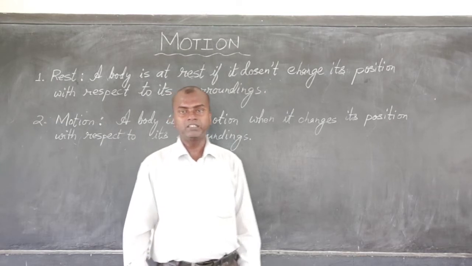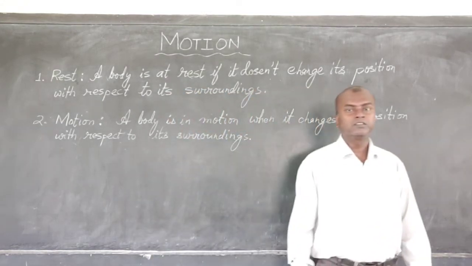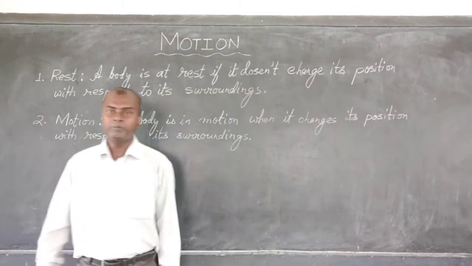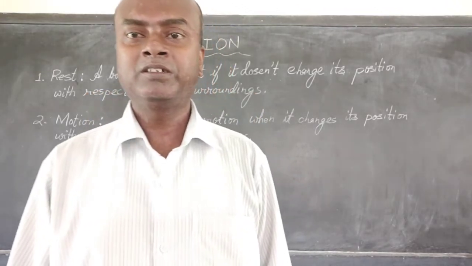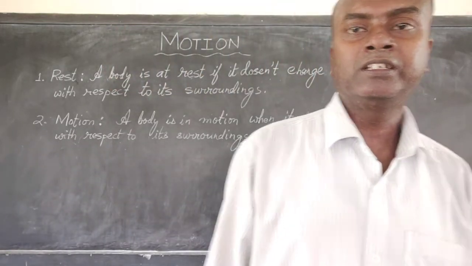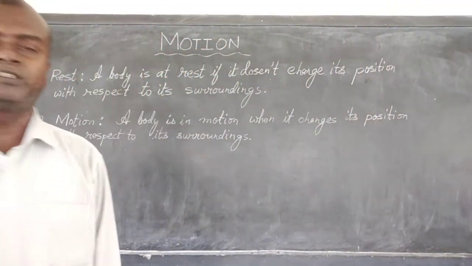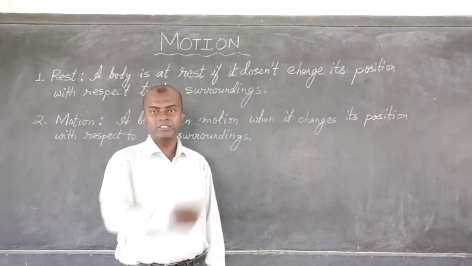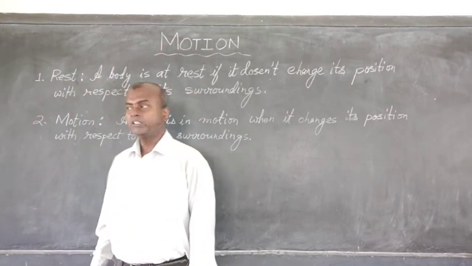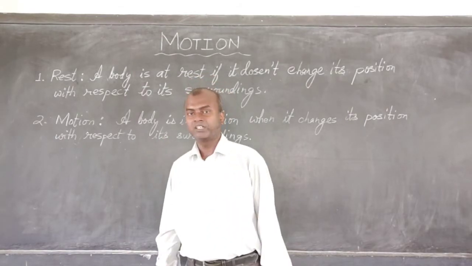Now, next thing, I keep on moving left and right, or away from the blackboard, and this way and that way. So, as I am doing that, my position keeps on changing with respect to this blackboard. You can say this blackboard is my surrounding.